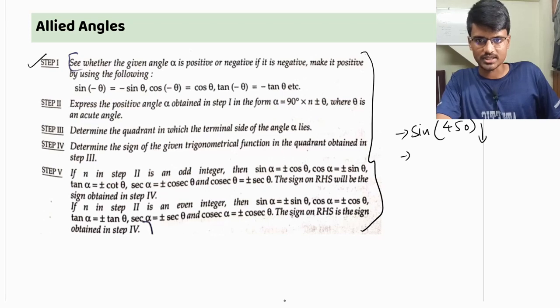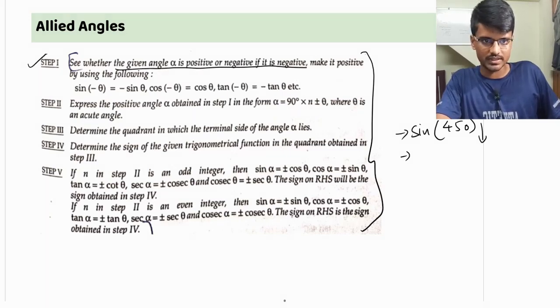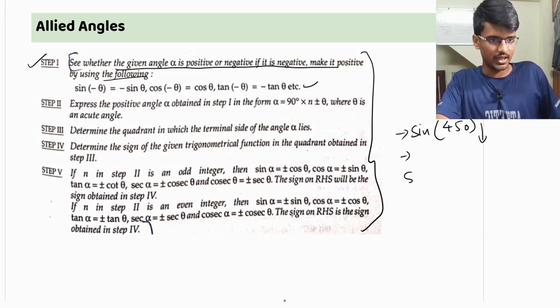What does step 1 say? Step 1 says: check whether the given angle alpha is positive or negative. If it is negative, make it positive by using the following. Sine of minus theta is minus sine theta. We know that cos of minus theta is cos theta, both are the same. Tan of minus theta is minus tan theta. First thing we'll do this. If the given angle is sine of minus 450, the first step I would make is minus of sine 450.